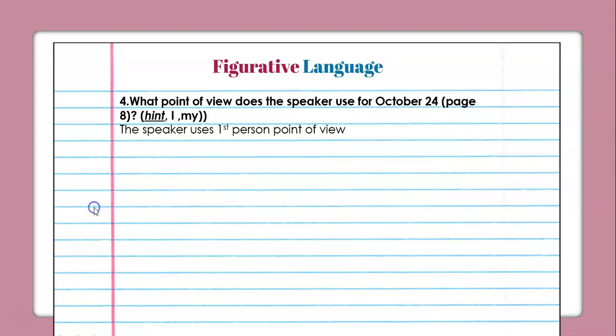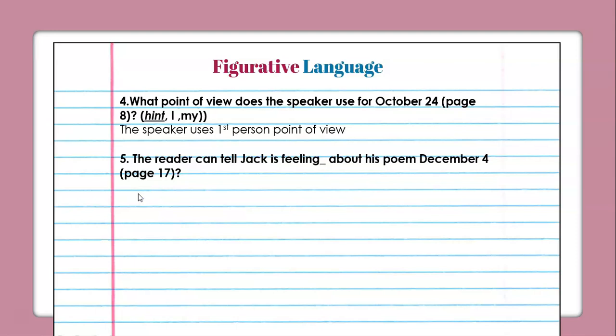Alrighty, let's move on. Question number 5. Make sure you write this one. The reader can tell Jack is feeling blank about his poem on December 4th, which is page 17. So I'm going to give you 3 minutes to copy that question. What can we tell? What can we infer? Or what can we conclude Jack is feeling about his poem on December 4th?